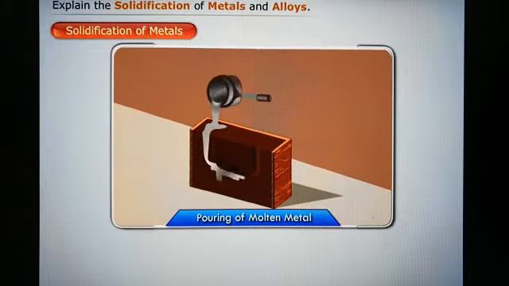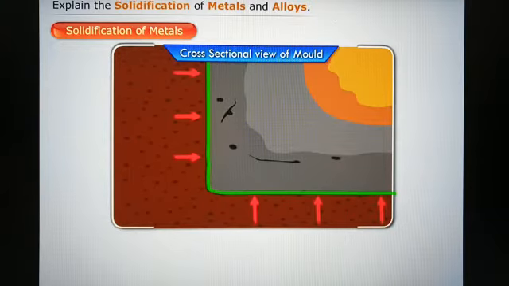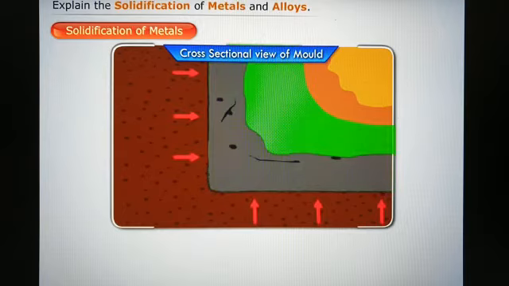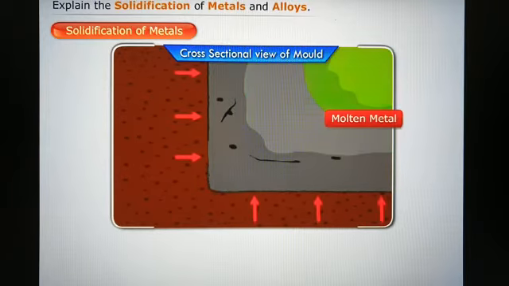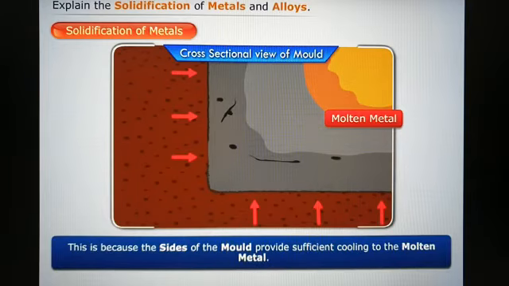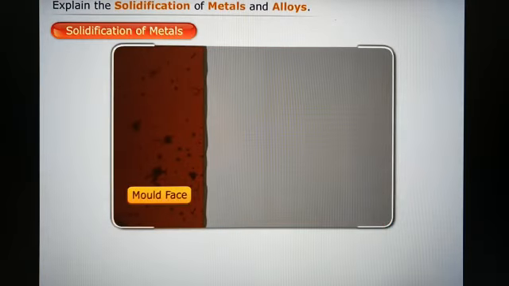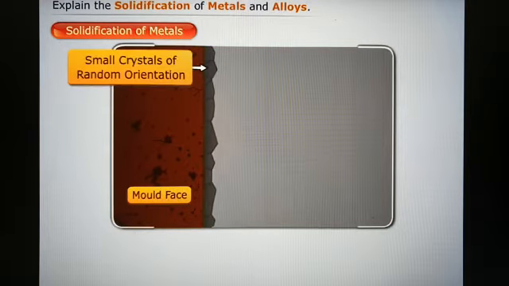we see that the solidification process starts from the sides of the mold, then moves towards the molten metal. This is because the sides of the mold provide sufficient cooling to the molten metal. After some time, we see that the molten metal solidifies in the form of randomly oriented crystals.